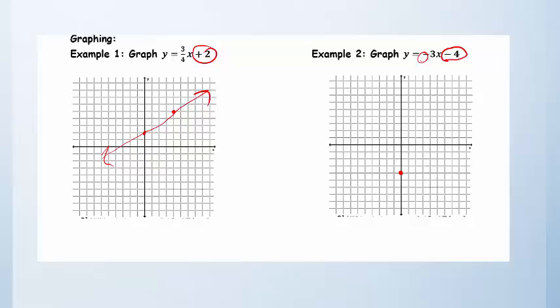Since 3 is not a fraction, I'm going to very easily make it a fraction by putting it over 1. So you can always put something over 1 if you don't have a fraction. And I'm going to go down 3 and over 1 space. And up 3 and over 1. So no matter how you do it, you're going to have the same line that I have.